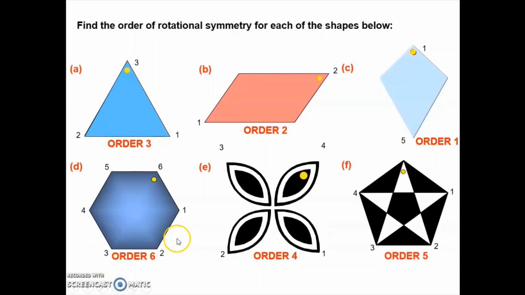You will notice that the regular shapes, the equilateral triangle, the regular hexagon, and this is a regular pentagon, the amount of sides that those regular shapes have corresponds exactly to its order of rotational symmetry. So if we had a regular octagon, an 8-sided shape, we would be expecting an order of rotational symmetry 8.